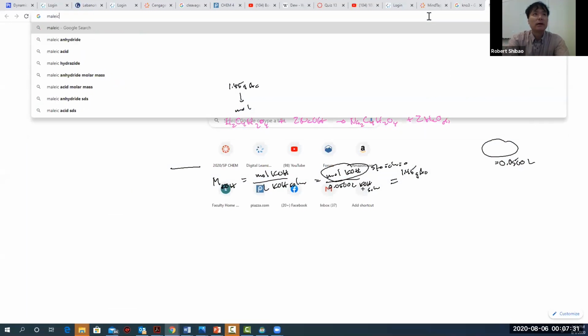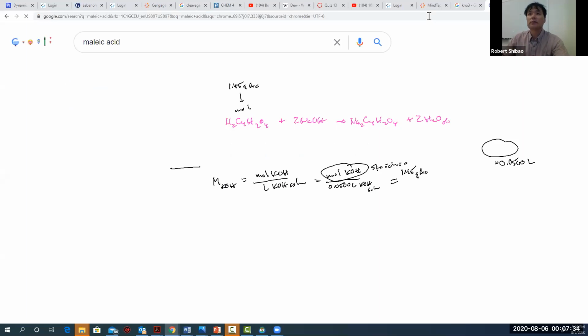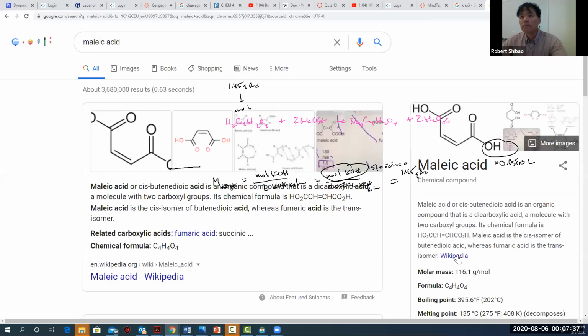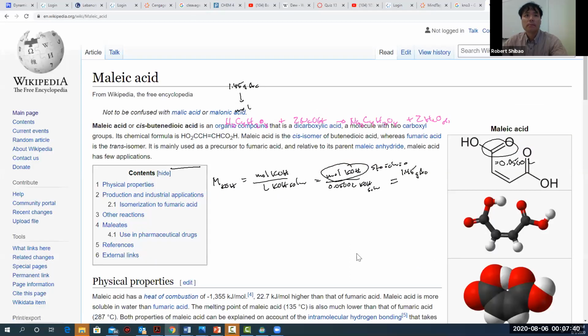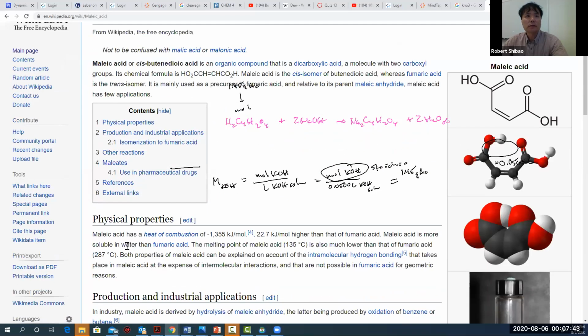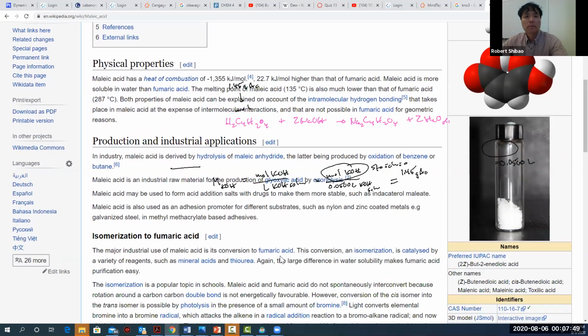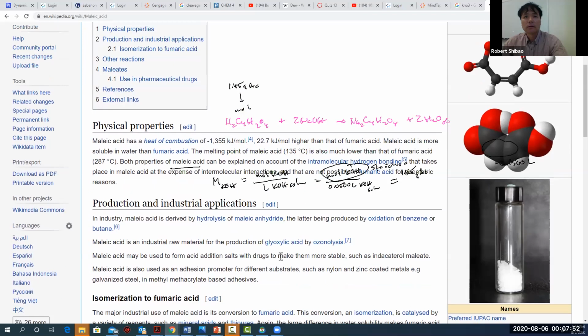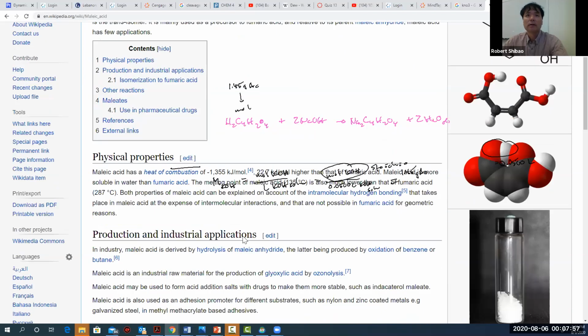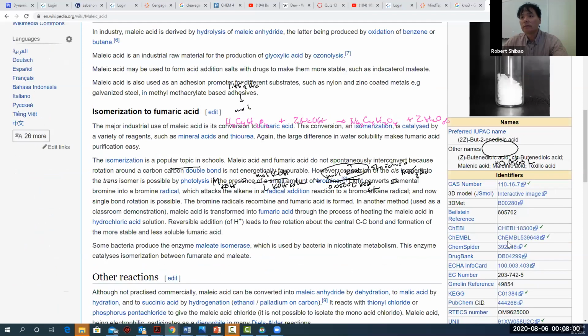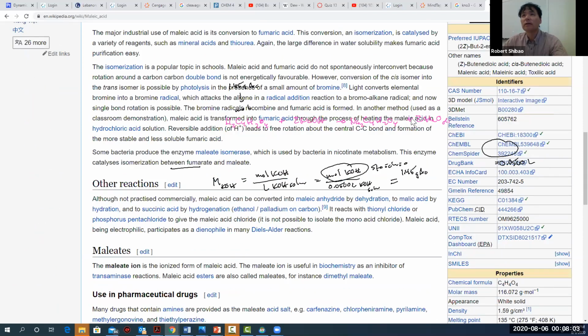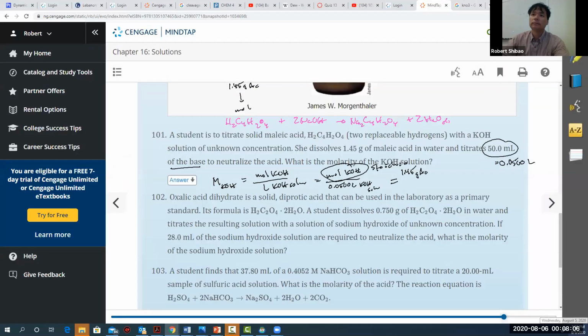Maleic acid is a very common acid, and it's used for different things. What is it used for? A number of things. You can read through it here, but its molar mass is 116.07. We'll use that. And so we're going to go from grams of acid to moles of acid, and the moles of acid just to moles of KOH.